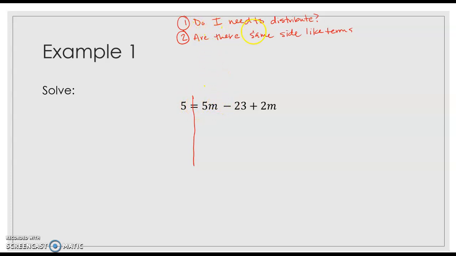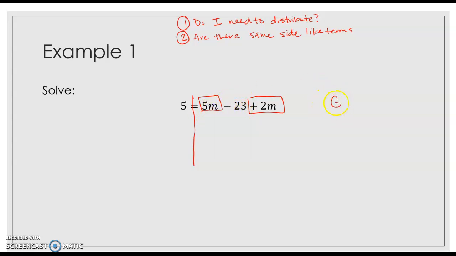So in this case, do I need to distribute? The answer is no. There's no parentheses, right? That would indicate the distributive property. But for question number 2, are there same side like terms? And the answer to that is yes. I have 5m and a positive 2m. Now notice I'm taking the sign with it. This 23 is a negative 23. So I'm just going to combine.